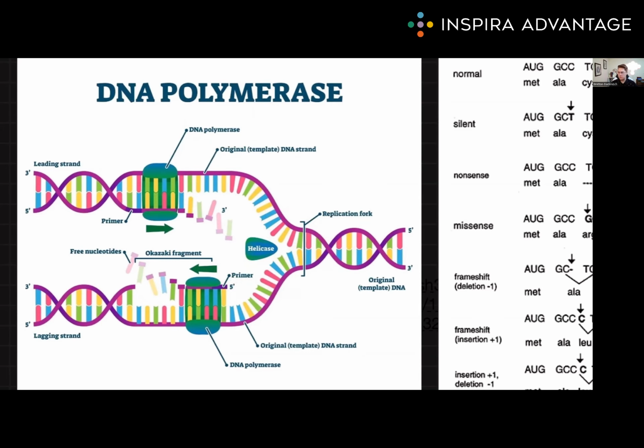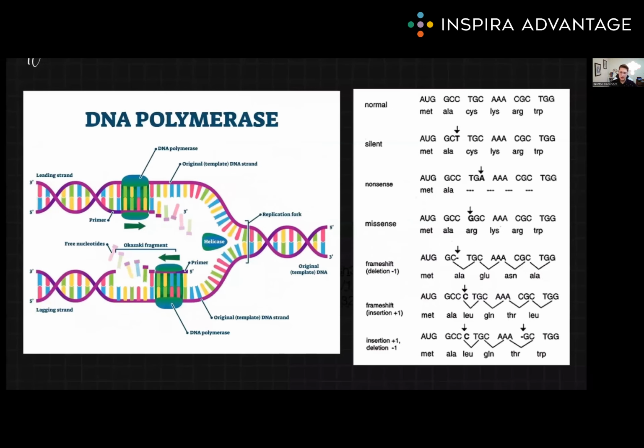Despite the accuracy of DNA replication, mutations can occur. A mutation is any change in the DNA sequence of an organism. Mutations can arise spontaneously as a result of errors in DNA replication or repair, or they can be induced by external factors such as radiation or chemicals.